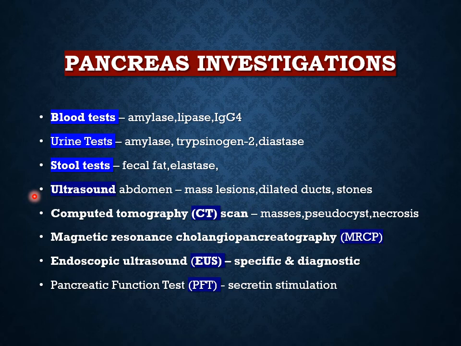Ultrasound abdomen is used to detect mass lesions, dilated ducts, and pancreatic calcifications. CT scan is a very important diagnostic modality for detecting enlargement of the pancreas, tumors, and acute necrosis. MRCP is another important diagnostic tool, especially as it gives a very good imaging of the pancreatic and bile ducts.